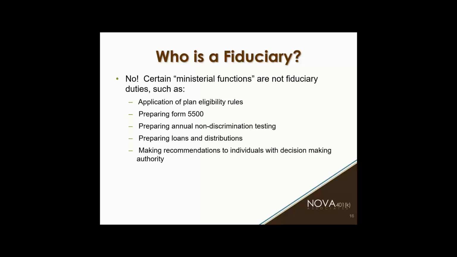So we do prepare the 5500, but you sign it. We do prepare the non-discrimination testing, but your responsibility is to review it. If there are refunds that have to be made because testing failed, you're signing what we are giving you. We're not actually making discretionary administration decisions, right? The signer is generally going to be the fiduciary. So we're just helping provide the consulting and doing the work that you all ultimately review and submit.